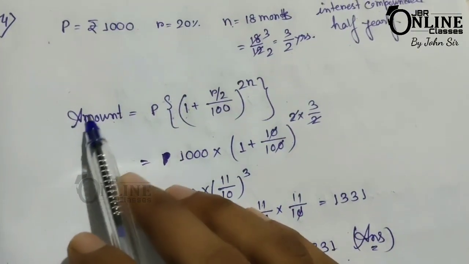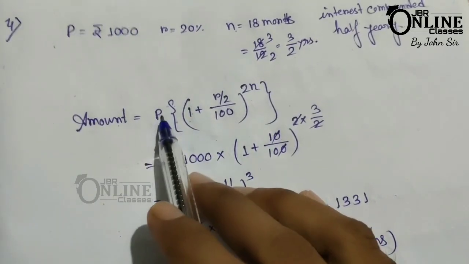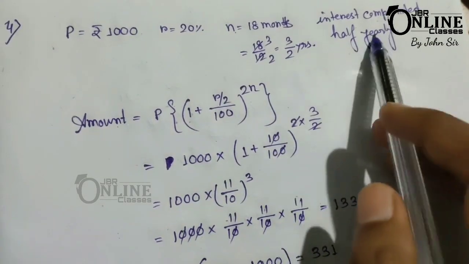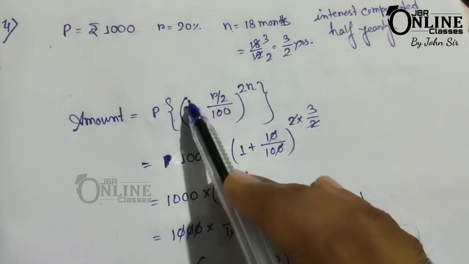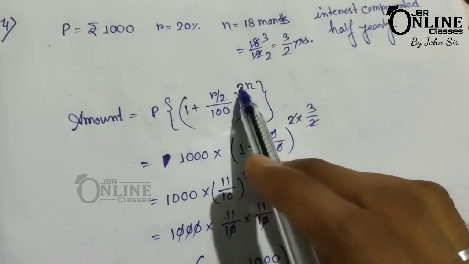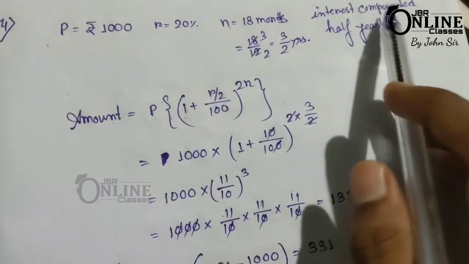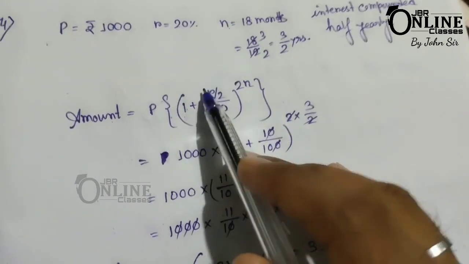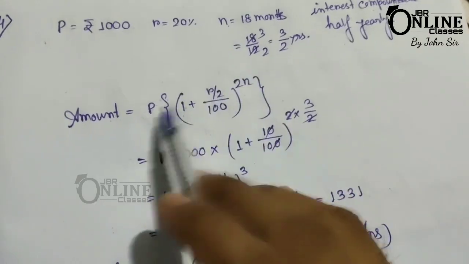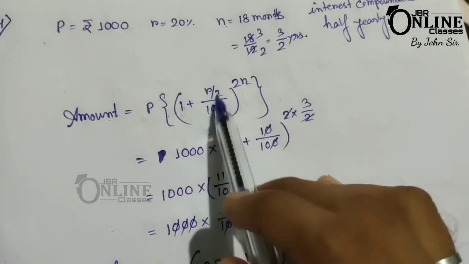So here the formula will change. In the normal formula the amount equals P into (1 plus R by 100) whole to the power N. But if the amount is compounded half yearly, then R will be changed into R by 2 and N will be changed into 2N. Whenever you have to calculate the interest compounded half yearly, change R into R by 2 and N into 2N.